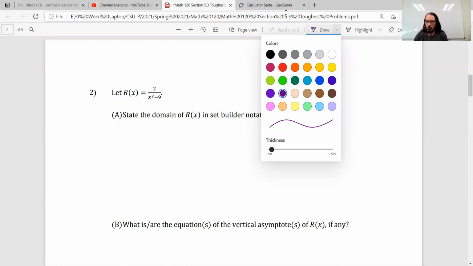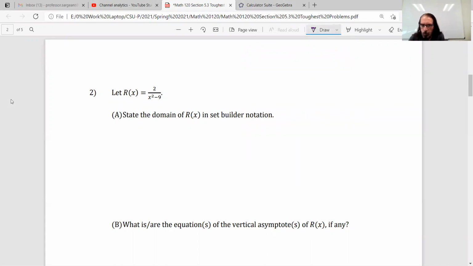In this example, there's nothing to do with the numerator. However, we will have to factor the denominator. There's no x to the first term, and 9 is a perfect square. So there we have it, using the difference of squares formula. And so we can't have the denominator equal to 0.